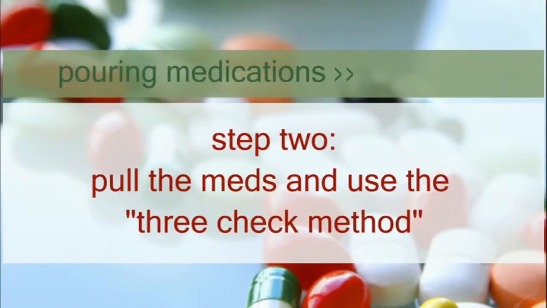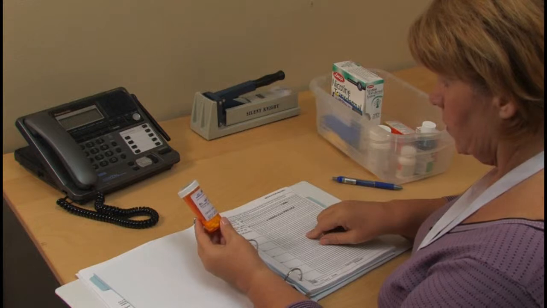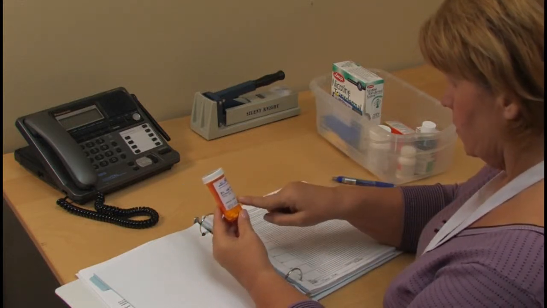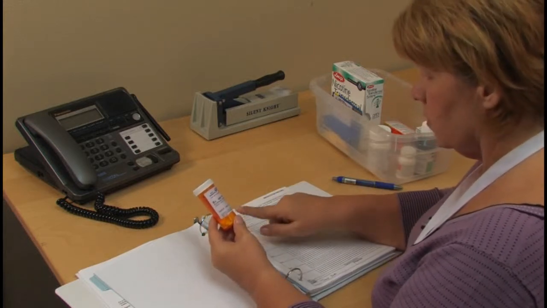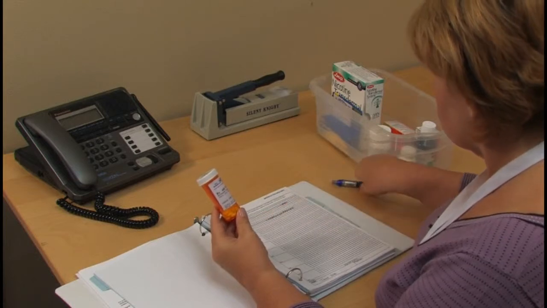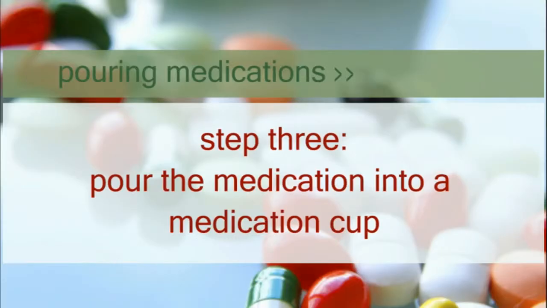As you begin pulling medications from the drawer, you want to use what's called the 3-check method. This is a way of ensuring that you are adhering to the 6 rights we talked about before. When using the 3-check method, you will verify that you have the right client, the right drug, dose, route, time, and documentation 3 times during the process of pouring the medications. The first check comes when you pull the medications from the drawer. Check the medication label against your MAR and be sure they match.